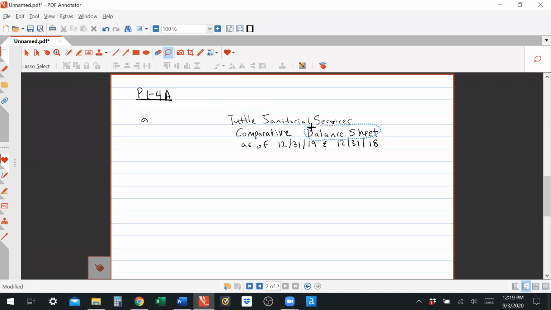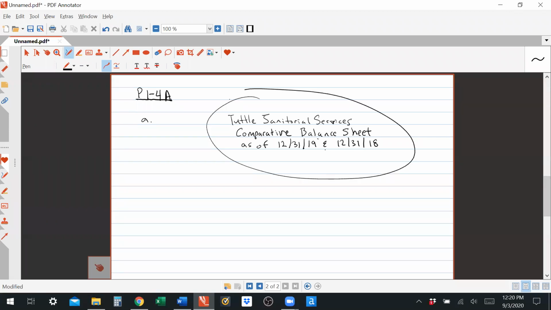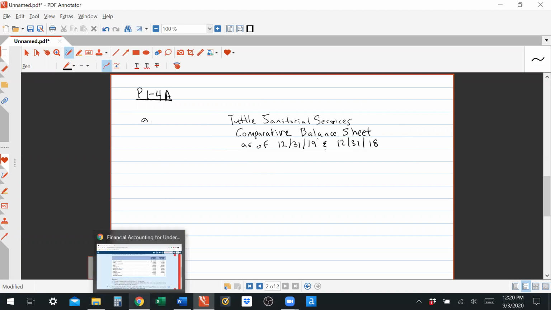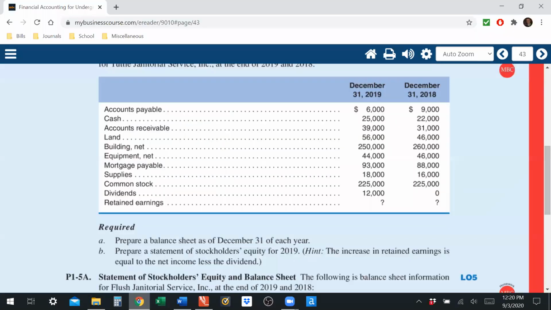And I'm sorry if my handwriting isn't the best, that's one of my weaknesses, especially if I write fast. So that's the heading of the balance sheet. This is how you would head the balance sheet. And then we will list the accounts over here on the left. Here are all the accounts. Now these accounts are all jumbled together.